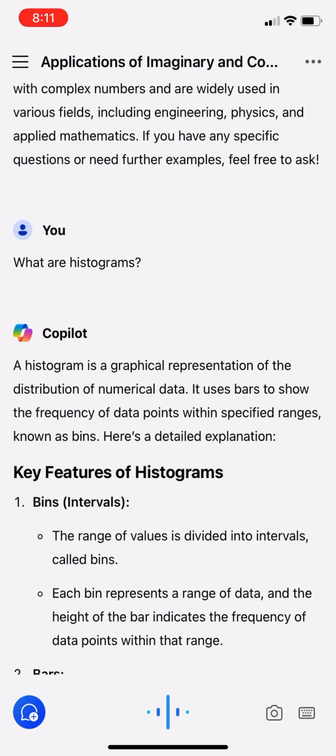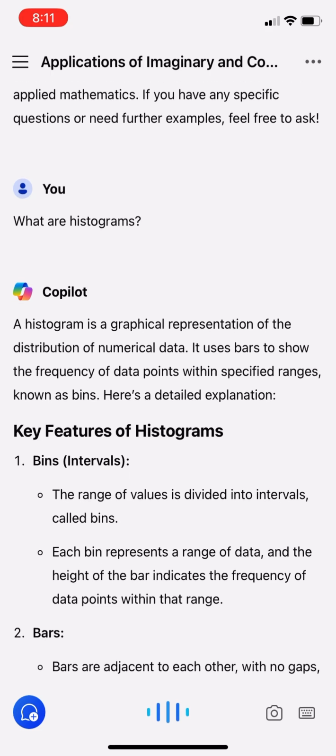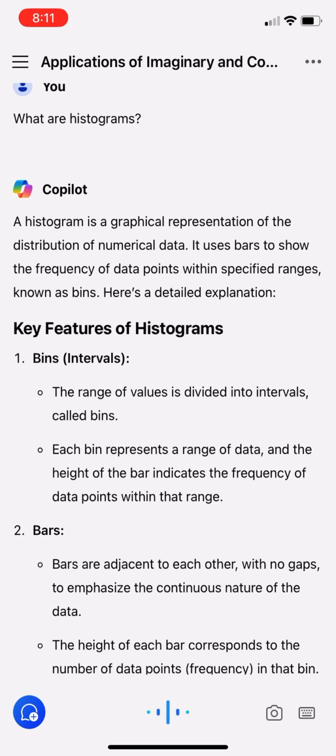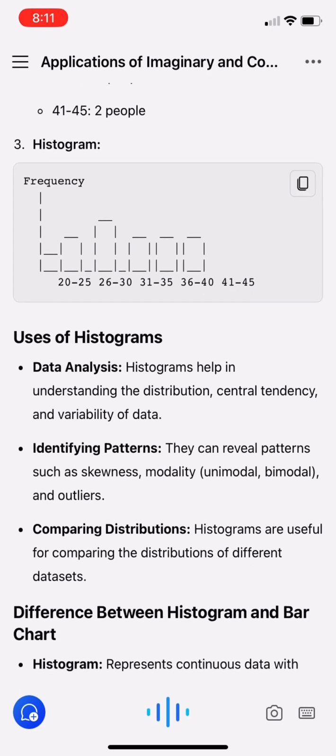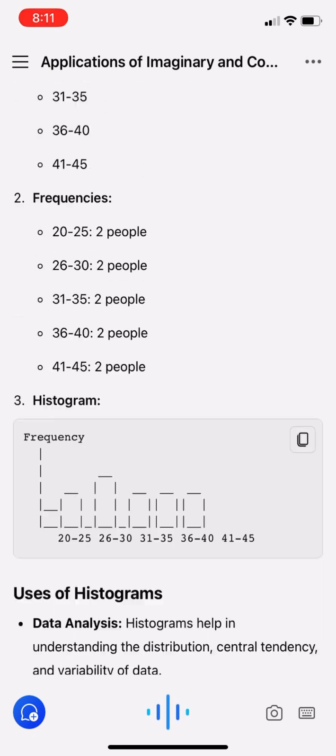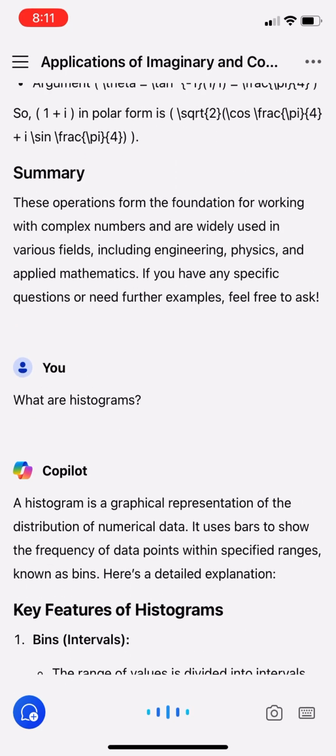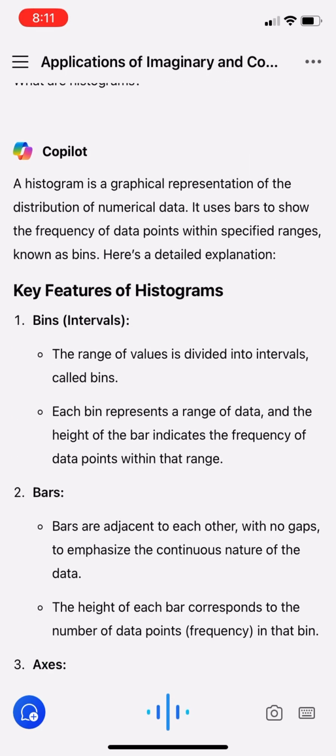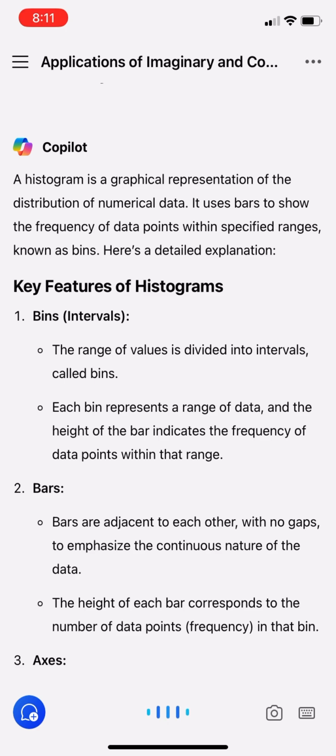Bins, intervals. The range of values is divided into intervals called bins. Each bin represents a range of data, and the height of the bar indicates the frequency of data points within that range. Bars. Bars are adjacent to each other with no gaps to emphasize the continuous nature of the data. The height of each bar corresponds to the number of data points, frequency, in that bin.